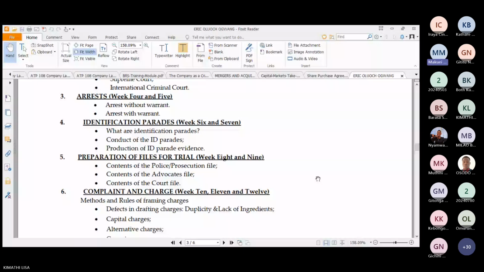Yes, Milao Benson. In my own words, I think an arrest is the lawful curtailment of somebody's rights by putting him or her under lawful custody.